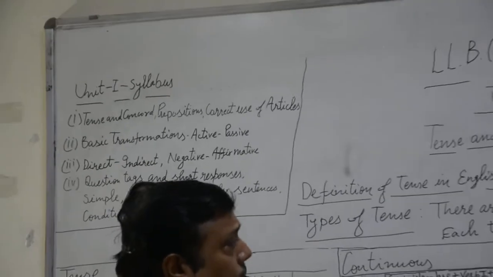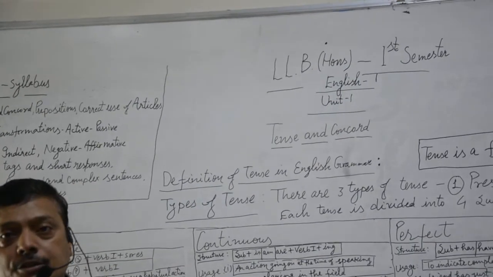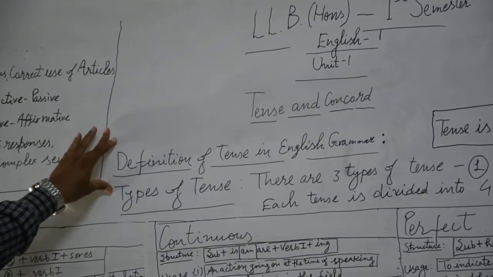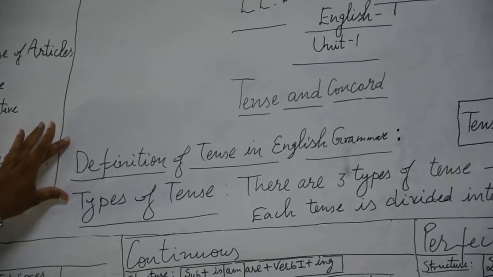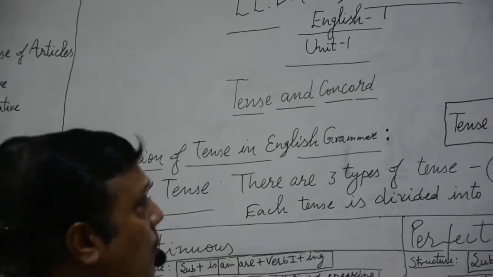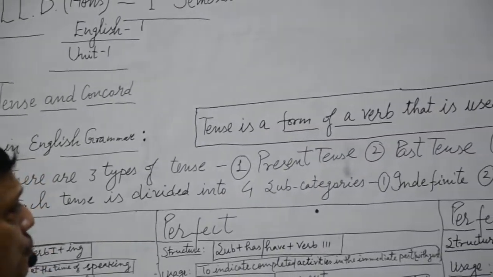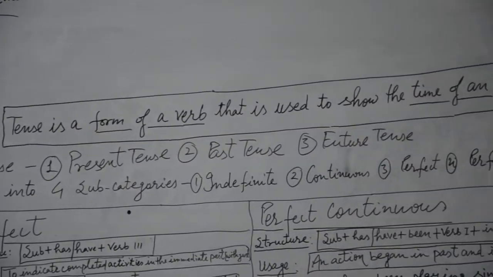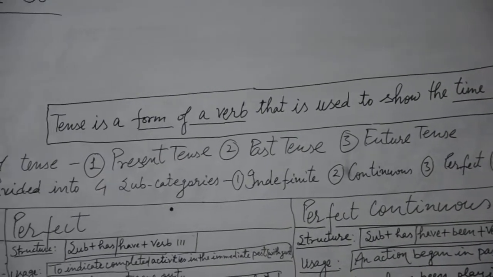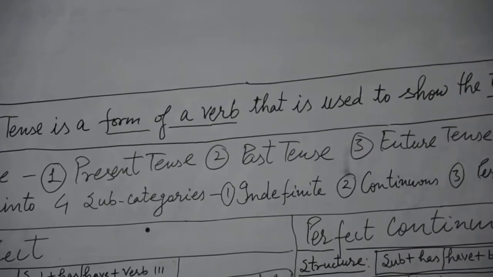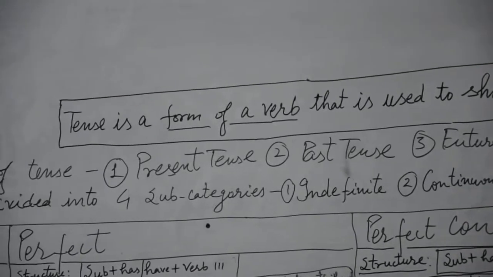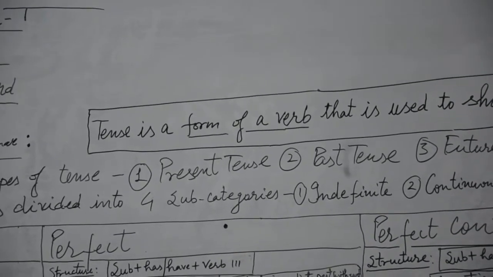First of all, we are going to discuss tense and Concord. What is the definition of tense in English grammar? Tense is a form of a verb that is used to show the time of an action. What is a tense? Tense is a form of a verb that is used to show the time of an action. What does tense show? Tense shows the time of an action.